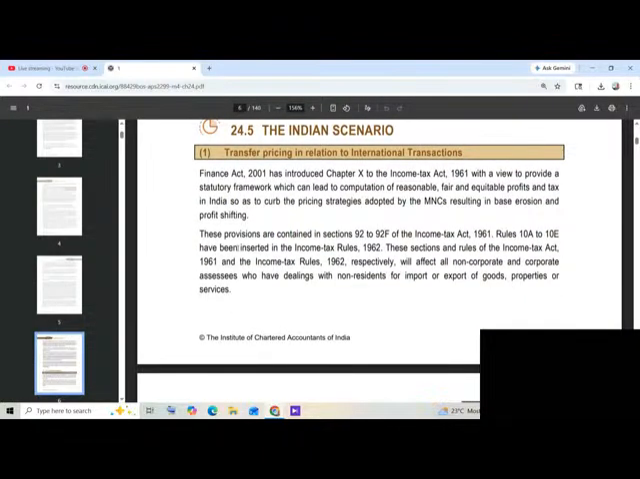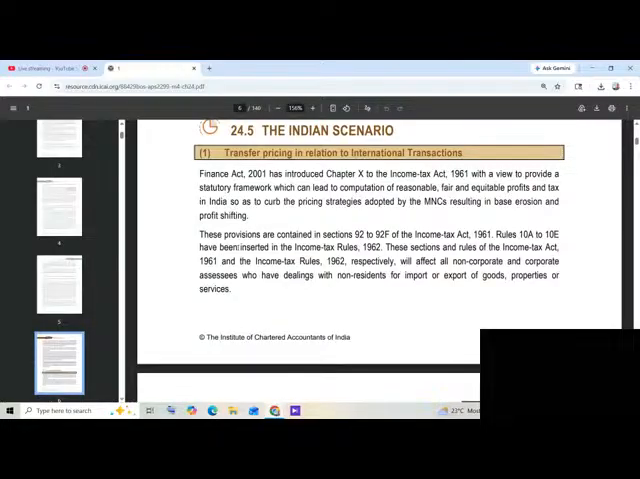We come to the next topic, which is the Indian scenario. Transfer pricing in relation to international transactions. Finance Act 2001 has introduced Chapter 10 of the Income Tax Act 1961 with a view to provide a statutory framework which can lead to reasonable, fair, and equitable profits and tax in India so as to curb the strategies adopted by the MNCs resulting in base erosion and profit shifting.